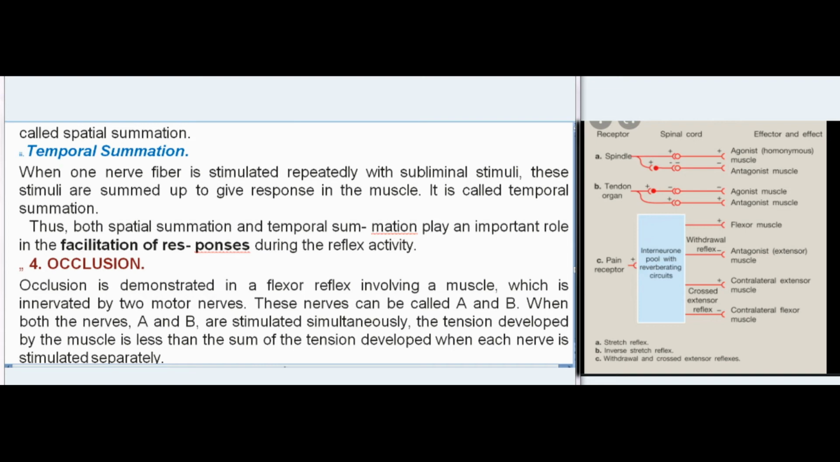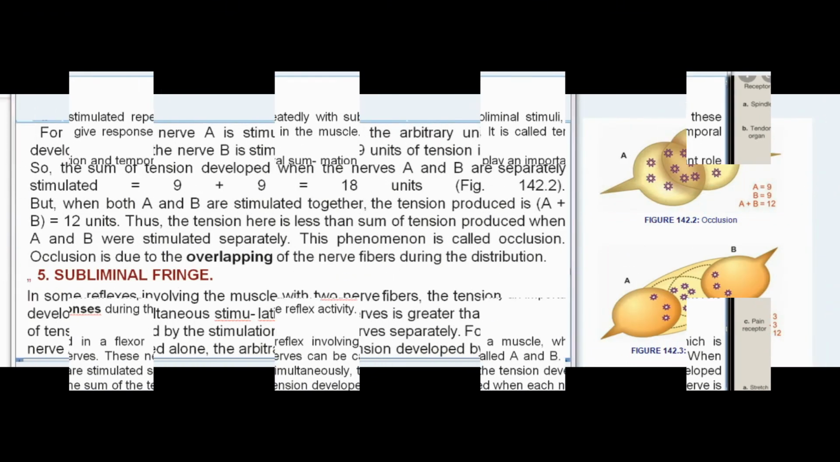4. Occlusion. Occlusion is demonstrated in a flexor reflex involving a muscle, which is innervated by two motor nerves. These nerves can be called A and B. When both the nerves, A and B, are stimulated simultaneously, the tension developed by the muscle is less than the sum of the tension developed when each nerve is stimulated separately.